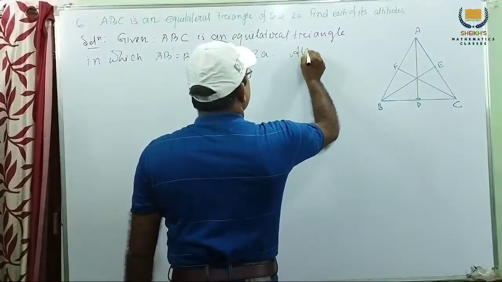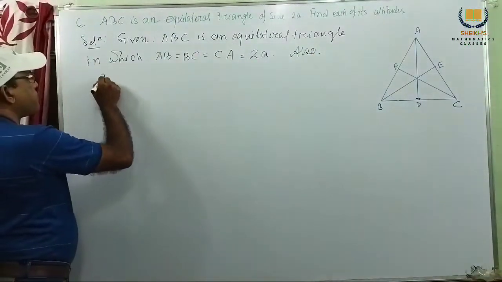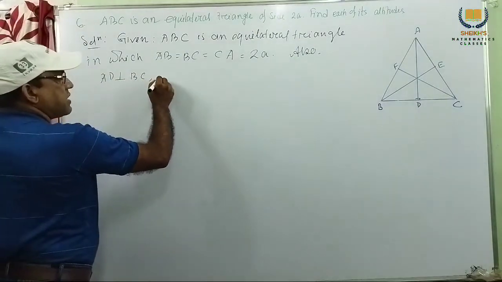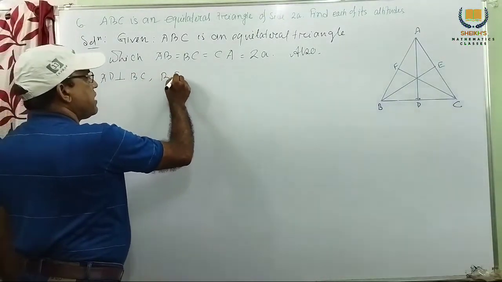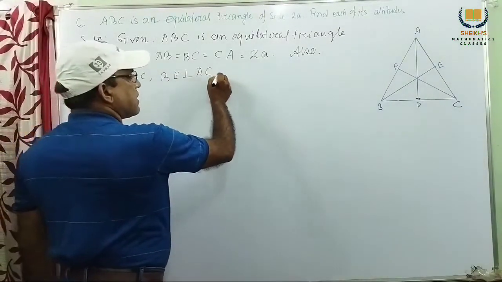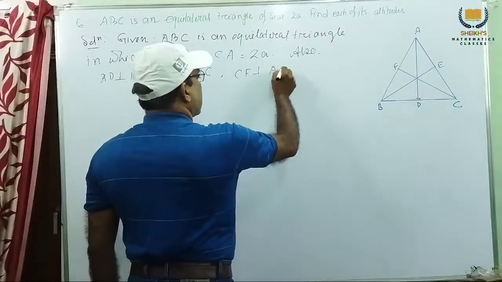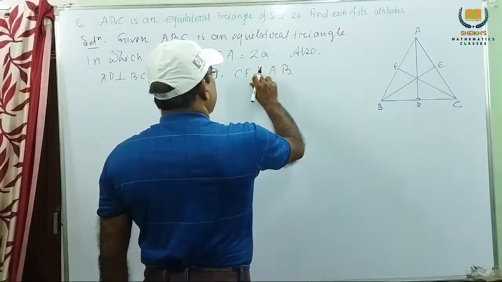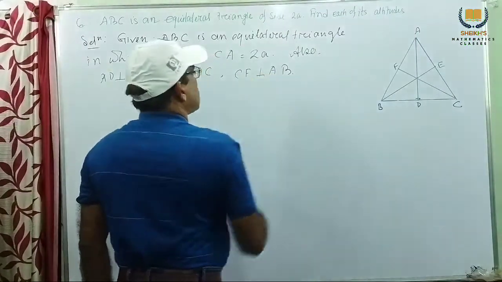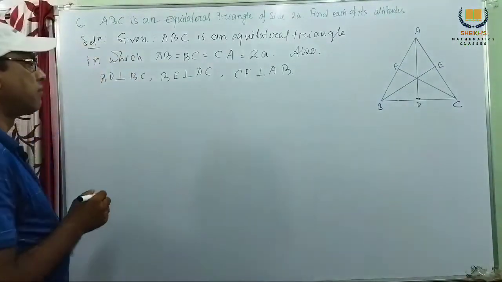Also, AD perpendicular BC, BE perpendicular AC, CF perpendicular AB. So these are the altitudes. So we have to find AD, BE and CF.